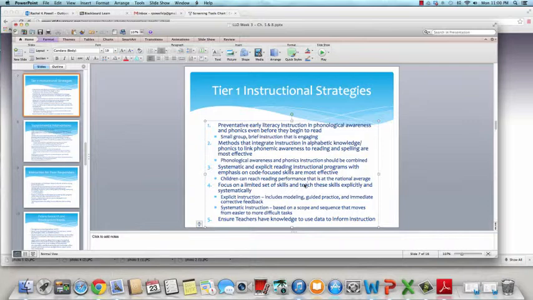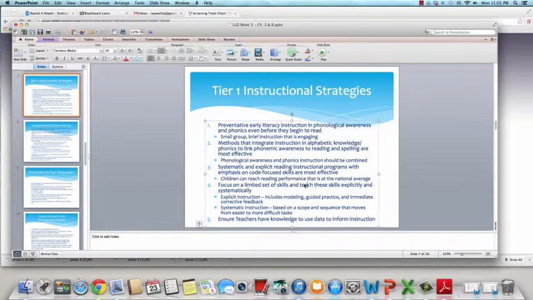Explicit instruction, I've had teachers ask me 2 years ago when we were in curriculum adoption, or textbook adoption rather, what does it mean to be explicit and systematic? And so I gave them a general definition, but now I know to go back and give them this definition because this is very well defined. Explicit includes modeling, guided practice, and immediate corrective feedback, such as the scaffolded learning strategies that we've learned about. And systematic instruction is based on a scope and sequence that moves from easier to more difficult tasks. So like I was saying, the stair-step ladder of phonological awareness skills.